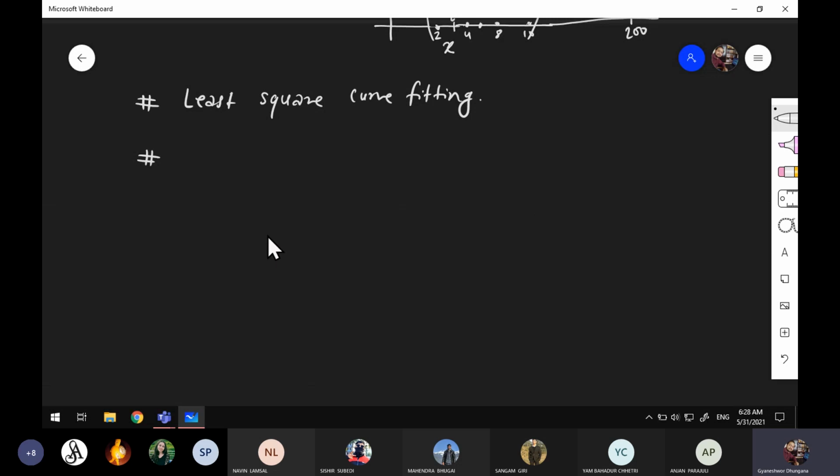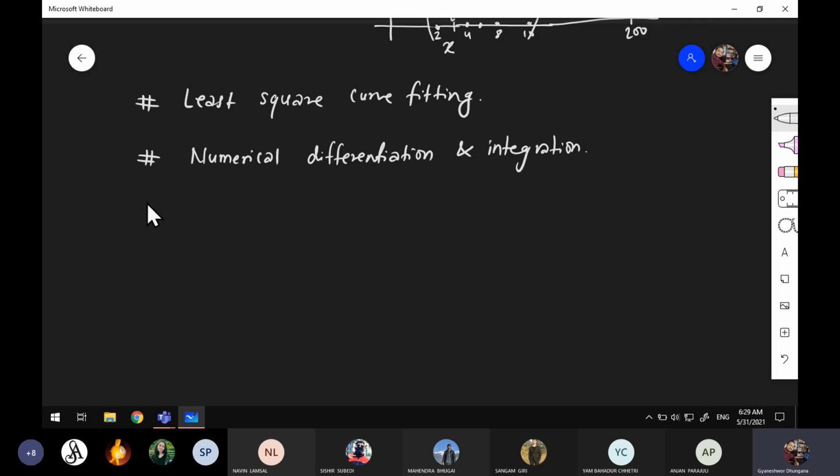Next, we can apply numerical methods in numerical differentiation and integration. Actually, we can perform differentiation and integration problems by using a numerical approach also. Numerical approach means without using those analytical formulae.